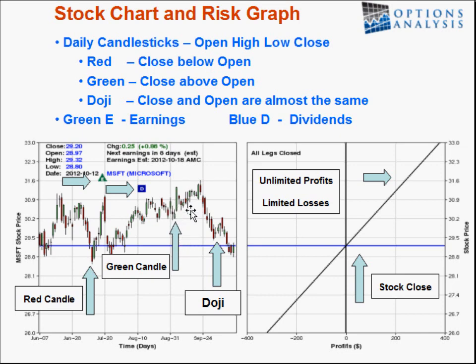A phenomenon that's on this chart that we won't discuss further is the doji. The doji is when the open and close are almost the same price. You get a candle with no body. And there's an example of a doji in the Microsoft chart shown right there.